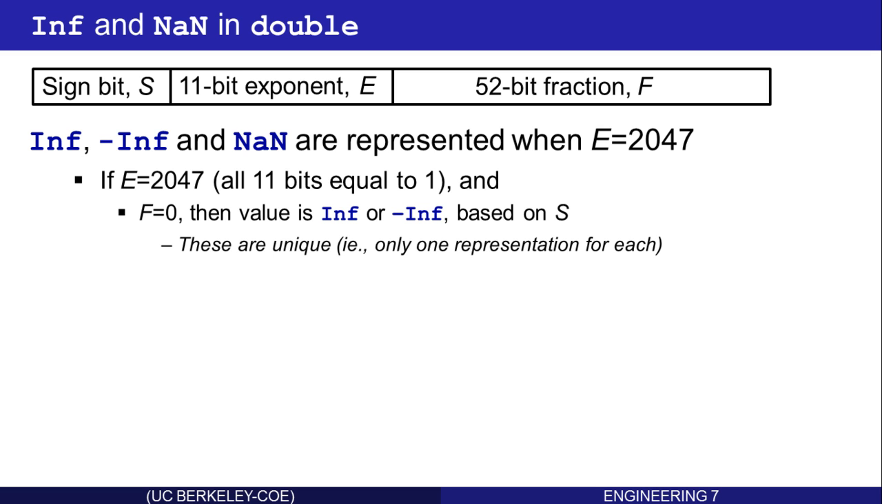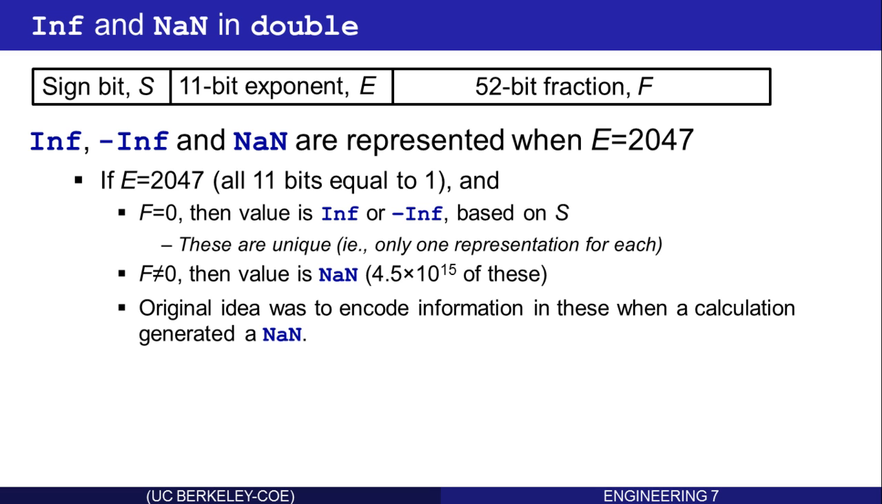These are unique. There's only one representation for infinity and only one representation for negative infinity, and it's exactly this: e equals 2047 and the entire fraction equal to 0. If the fraction is not equal to 0, then the value must be interpreted as not a number. There are so many choices for the fraction being not 0, there are actually 2^52 minus 1 different ways to represent not a number.